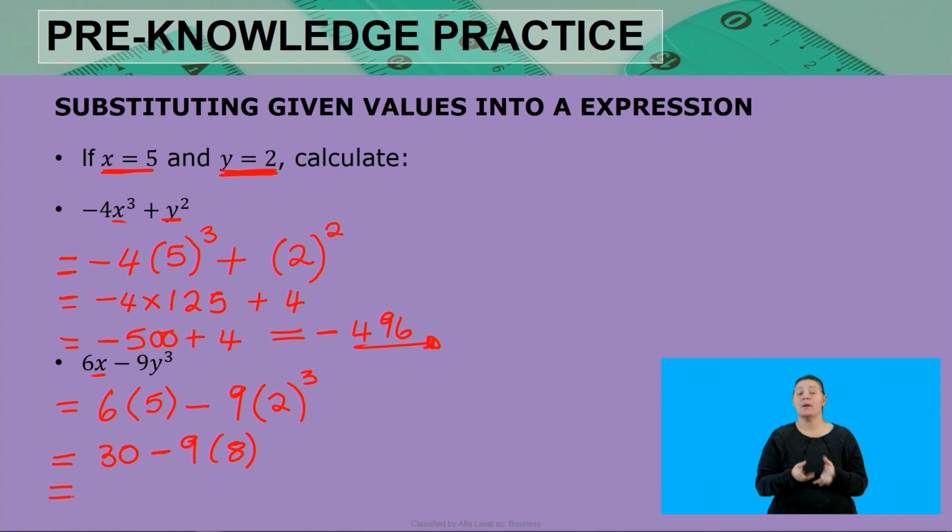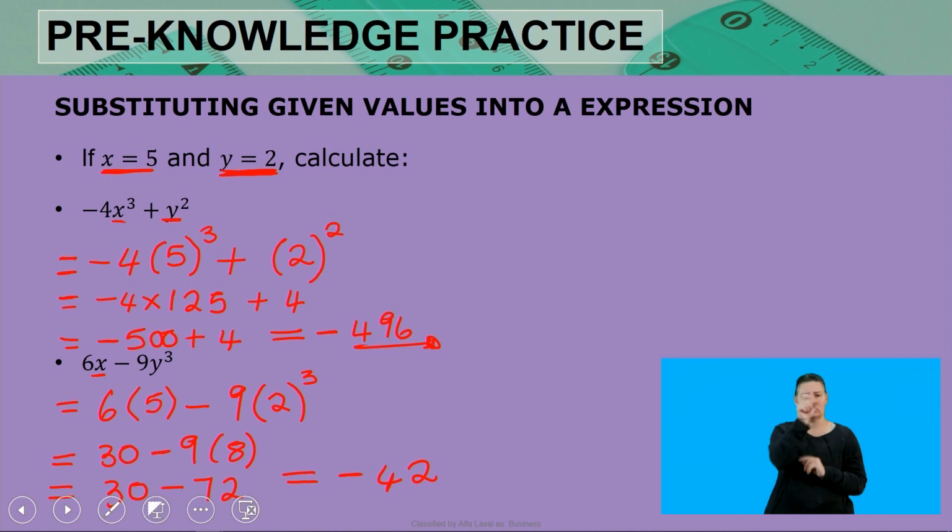That will now give us an answer. We still have the 30. What is 9 multiplied by 8? That is 72. As a final answer, remember, if we are subtracting a bigger number from a smaller number, my answer will be negative, and 30 minus 72 gives us an answer of negative 42. Right? And that is our answer for that.